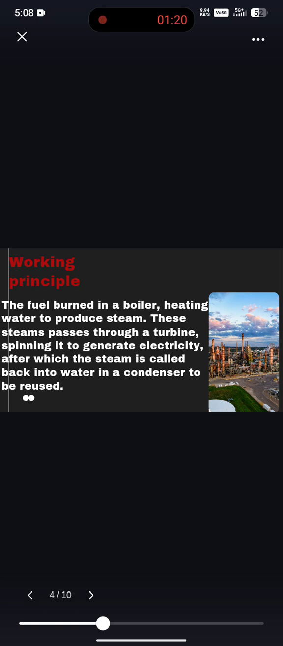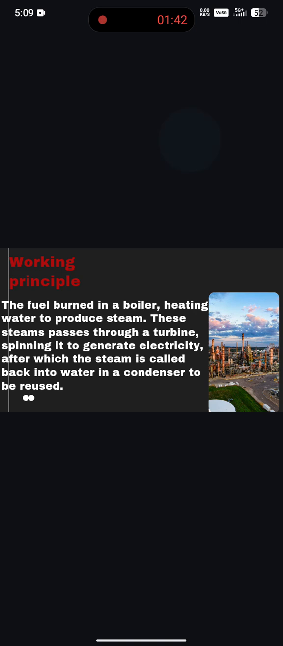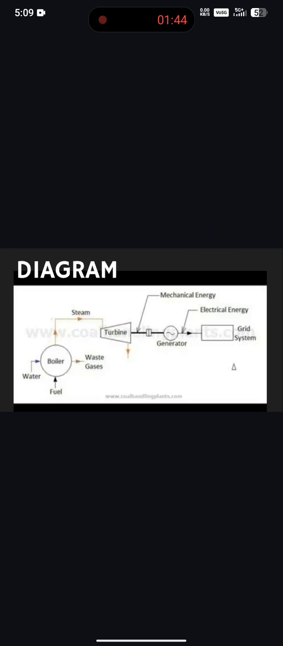First, the working principle. The fuel is burned in a boiler, heating water to produce steam. This steam passes through a turbine, spinning it to generate electricity, after which the steam is cooled back into water in a condenser to be reused. Then we have to see the diagram. In this diagram, the boiler, steam turbine, generator, and grid systems are there. So this is a basic diagram of a thermal power plant.